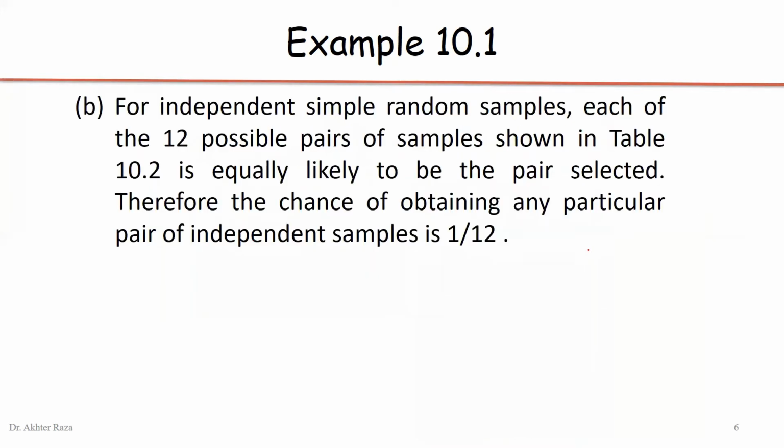So that is to be done in part B. Independent samples, each of 12 possible pairs, and all are equally likely. Equally likely means what? They have the same probability. Every pair in the list of 12 pairs is equally likely, meaning it has the same probability of being selected from the population. So this probability is 1 upon 12.